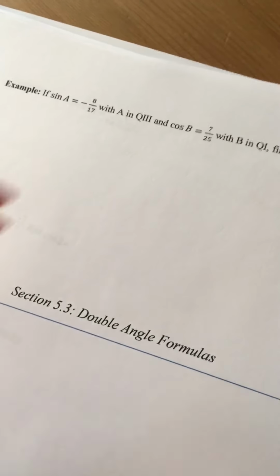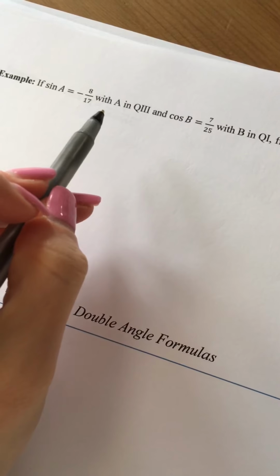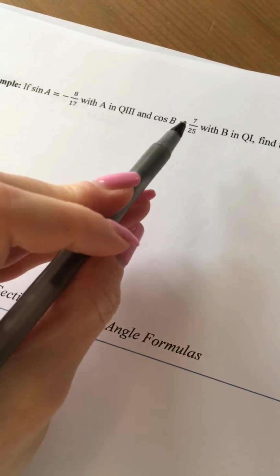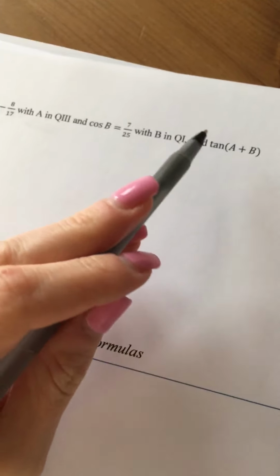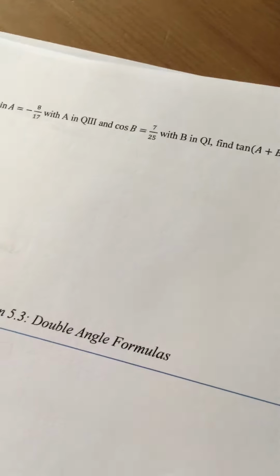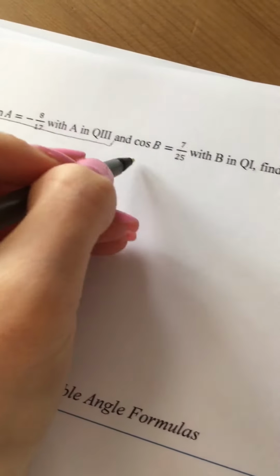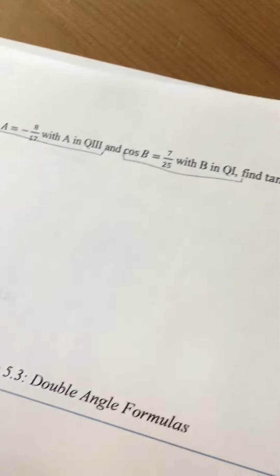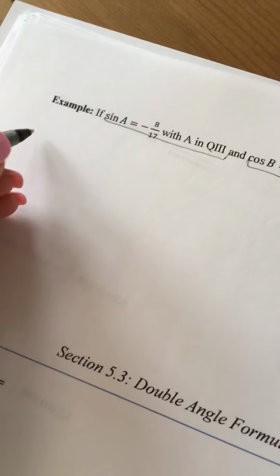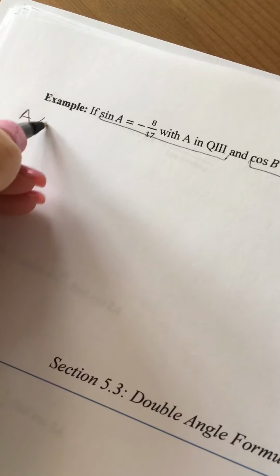Last problem. So if sine of A is negative 8/17 with A in quadrant 3 and cosine of B is 7/25 with B in quadrant 1, find tangent of A plus B. That's it. Cool. Now, these two pieces of information give you your triangles. So I'm going to draw my triangles first. I'm going to draw my A triangle first.